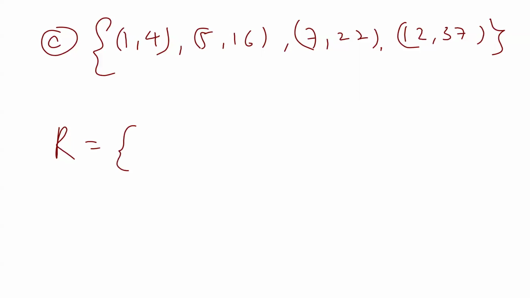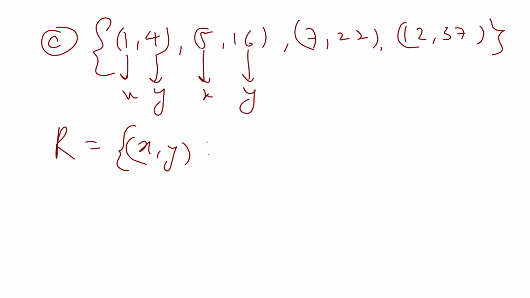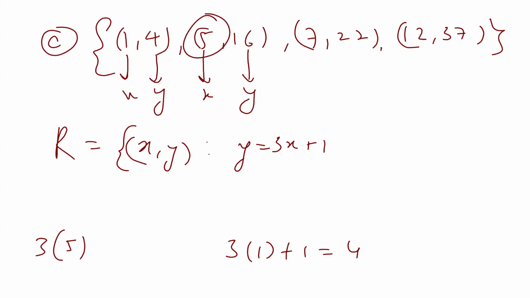Okay. So look at the ordered pairs X comma Y, such that this is X, this is Y, this is X, this is Y. So your observation will play a very important role. The second value, that is Y, is 3 times the first value plus 1. So Y is equal to 3X plus 1. See, 3 into 1 plus 1 will give you 4. That is for the first ordered pair. 3 into 5 plus 1 will give you 16. That is for the second ordered pair.